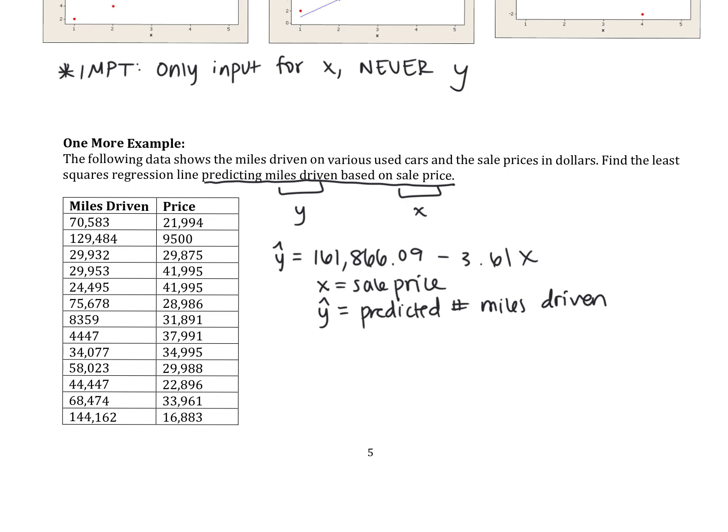Okay, first slope, I believe you should get -3.61. If you didn't get that, you did something wrong. So figure out what went wrong, and then make sure you interpret slope and y-intercept.